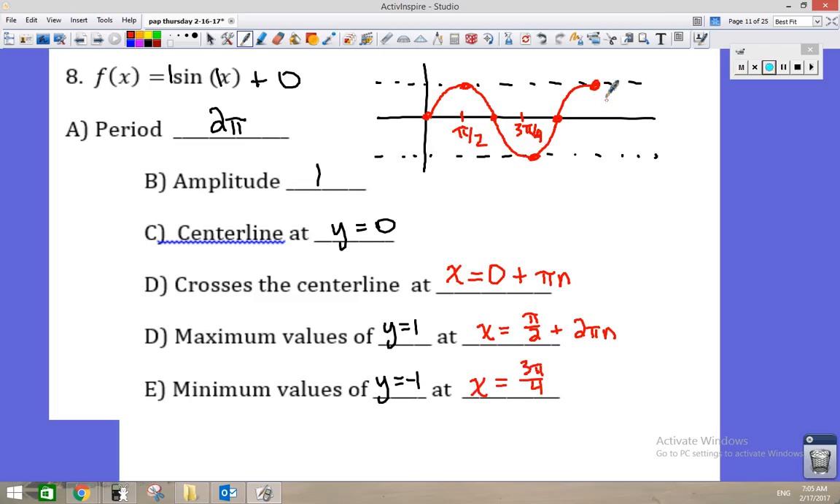And if you go to the next period, the next cycle, the distance is that period, which is 2 pi. So if you go any integer multiple of 2 pi, you'll be at the next min if you're starting at 3 pi over 2.